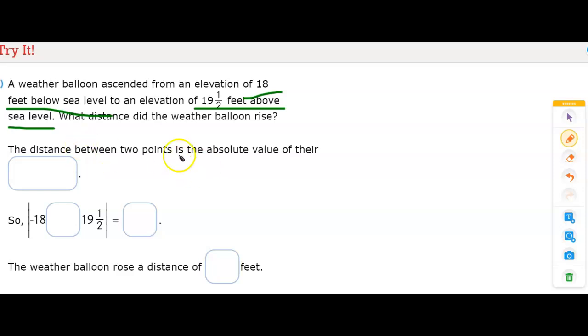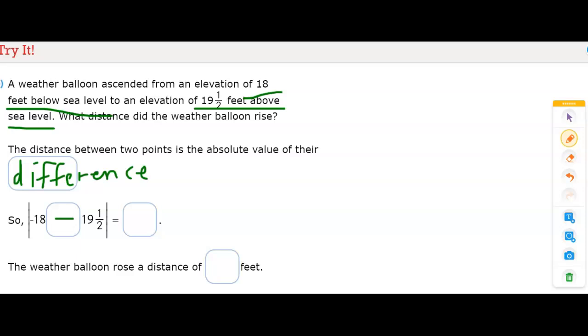So the distance between the 2 points is the absolute value of their blank. So it would be, because we want to know the distance between its ascension, where it started and where it ended up, we're going to have to subtract. So we're going to find the value of their difference, because the difference is the answer to a subtraction problem. So difference would go here. And so now we're going to find the difference. That needs to be a minus sign there.